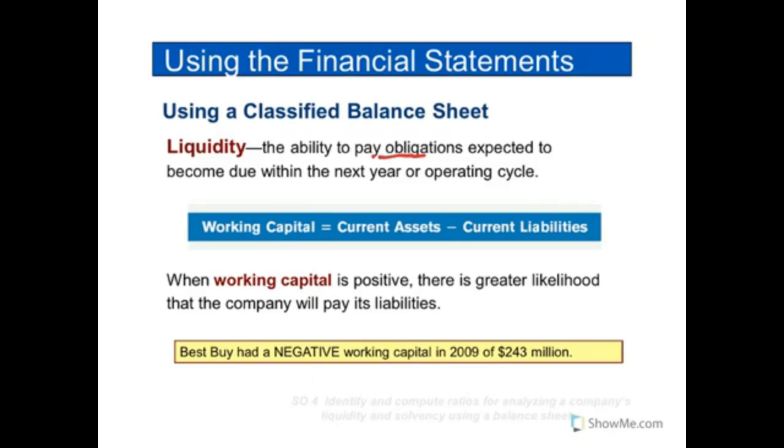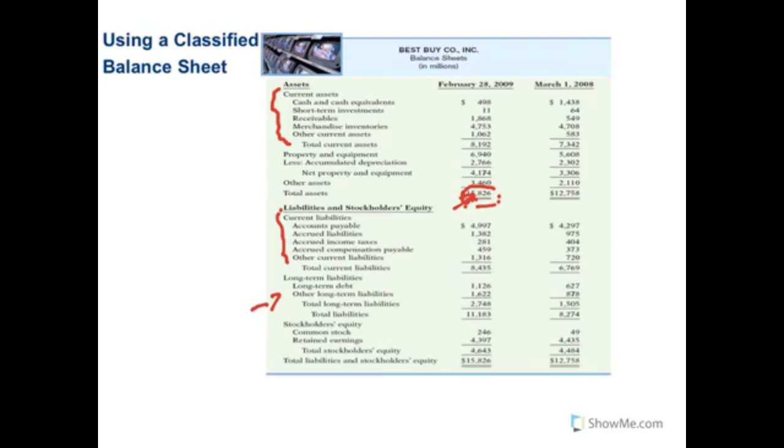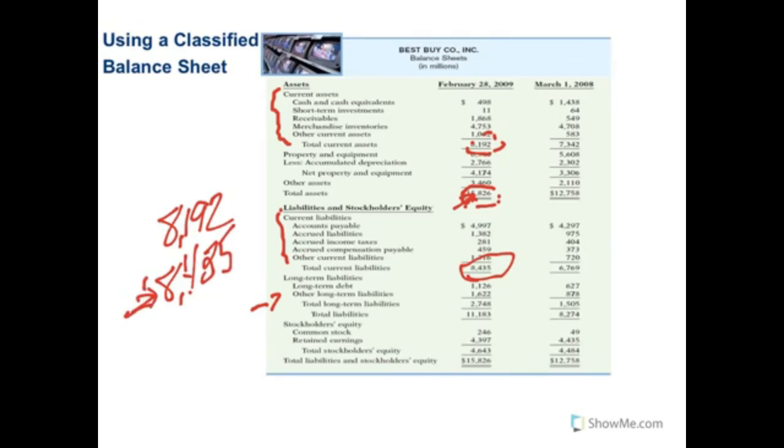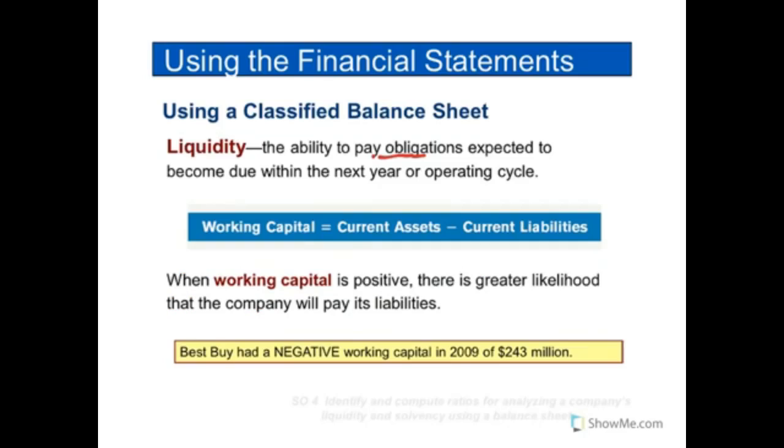So let's go back and look at Best Buy. Current assets in 2009 was right here, 8,192. But look at the current liabilities, 8,435. So they have more liabilities than they have in current assets. And so the difference between the current assets and the current liabilities is what is called in business working capital.